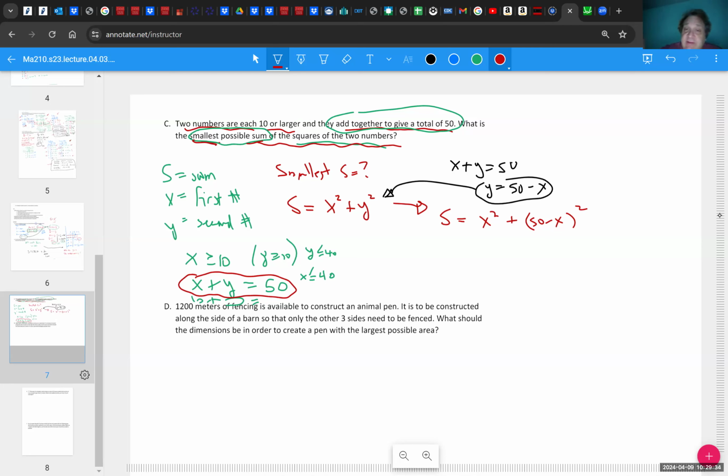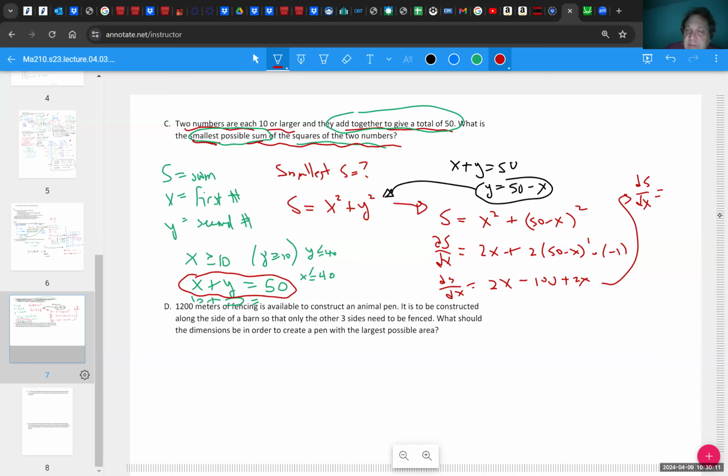All right, so I'm going to differentiate this thing. dS/dx. So that's 2x. This is a chain rule problem. 2 times (50 minus x) to the first power times the derivative of the inside, which is -1. I'll clean this up a little bit so it's easier to work with. I get 2x. I get 2 times 50 times -1, so that's minus 100. And then I get 2 times minus x times -1, so that's a plus 2x. So my dS/dx equation would then be 2x plus 2x is 4x minus 100.